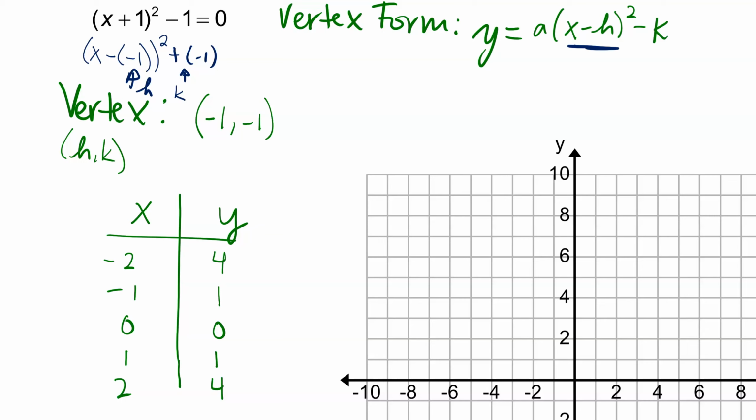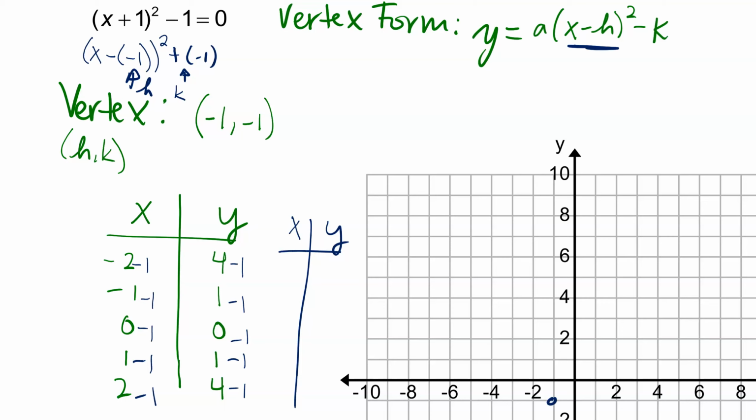What was the vertex again? -1, -1. What is the vertex? It's the bottom of your parabola, where you're turning, at your minimum or your max. So we're shifting everything left by 1, and we're shifting everything down 1. Is the vertex -1, -1? Yes, x is -1, y is -1 at my vertex.